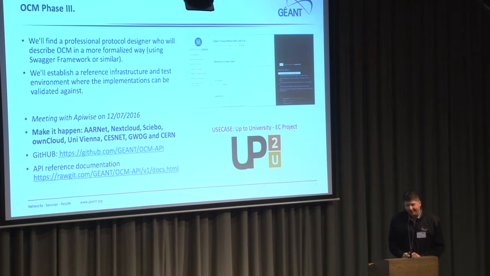You will hear their presentation after me. And actually a couple of partners from the project came together, 8 partners. I have to name them: Arnet, Nextcloud, OwnCloud, Skibo, Univiena, Cessnet, GWDG, and CERN were so kind to offer us some effort, money, and resources to make this formalization and development work happen. And this is where we are at the moment. So this is called phase 3. And that's the outcome of phase 3, which you can find in GitHub, and also a reference documentation. You will hear about it. And that's probably the first step of phase 3.